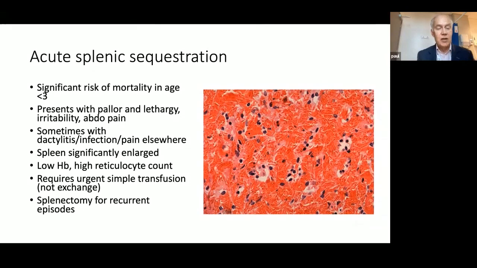The treatment requires an urgent blood transfusion, and this should not be delayed. You don't need to do an exchange transfusion. It's just to replace the hemoglobin that's temporarily lost and to reverse the anemia. So this is something that we as clinicians need to be aware of, to be on our guard for, and to treat urgently. In some children, maybe about 5 or 10%, these episodes recur, and in that case, because of the dangers associated, we would recommend a surgical procedure to remove the spleen so that in the future it's not going to cause problems.